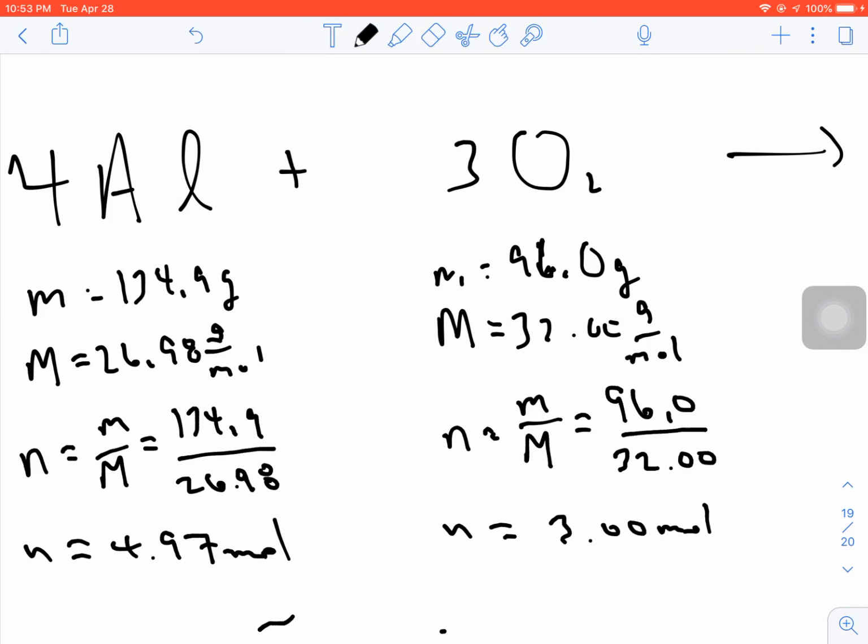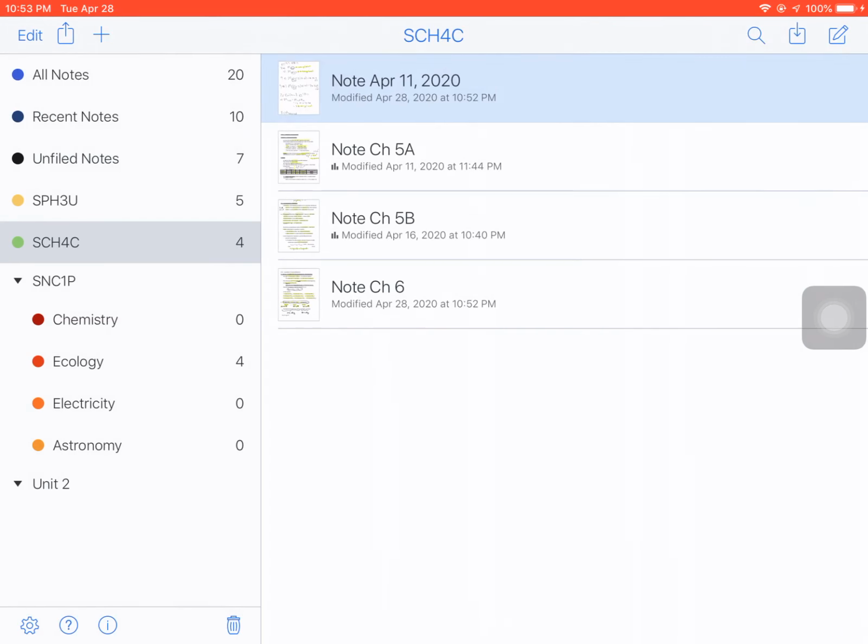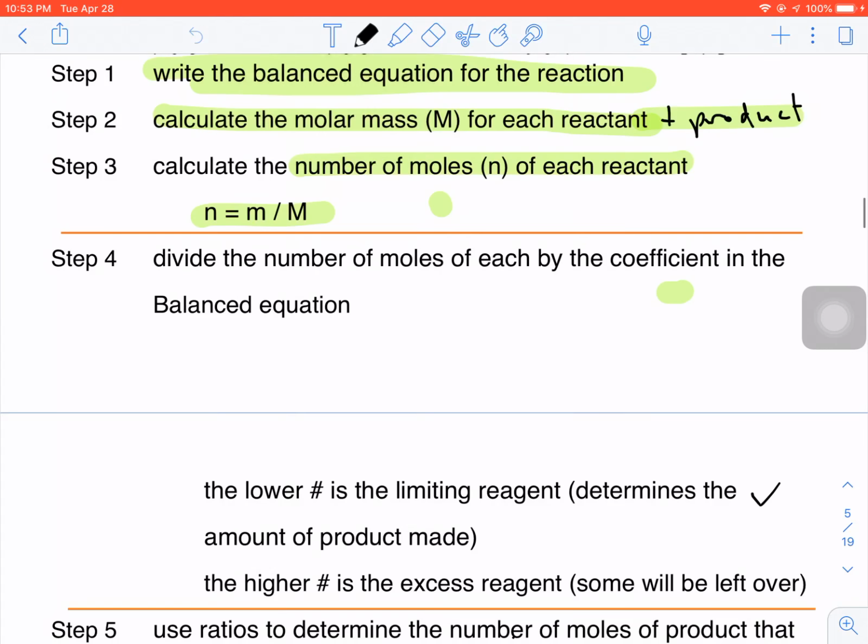Okay, so I've calculated the number of moles for both reactants. That's step 3. So I wrote my balanced equation, I calculated the molar masses, and I've calculated the number of moles of each reactant. Okay, step 4, it says divide the moles of each by the coefficient that's in the balanced equation.